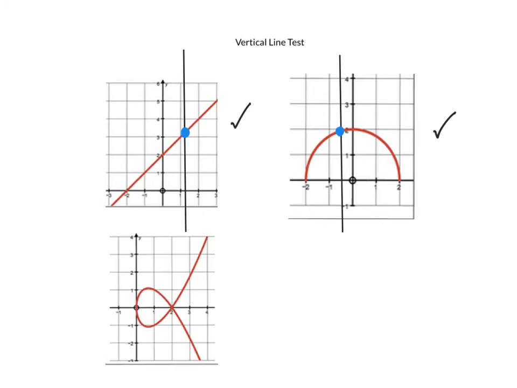Consider the third and final diagram. If I draw my vertical line here, you can see quite clearly that the line intersects the diagram at two distinct points. That being the case, we do not have a function.